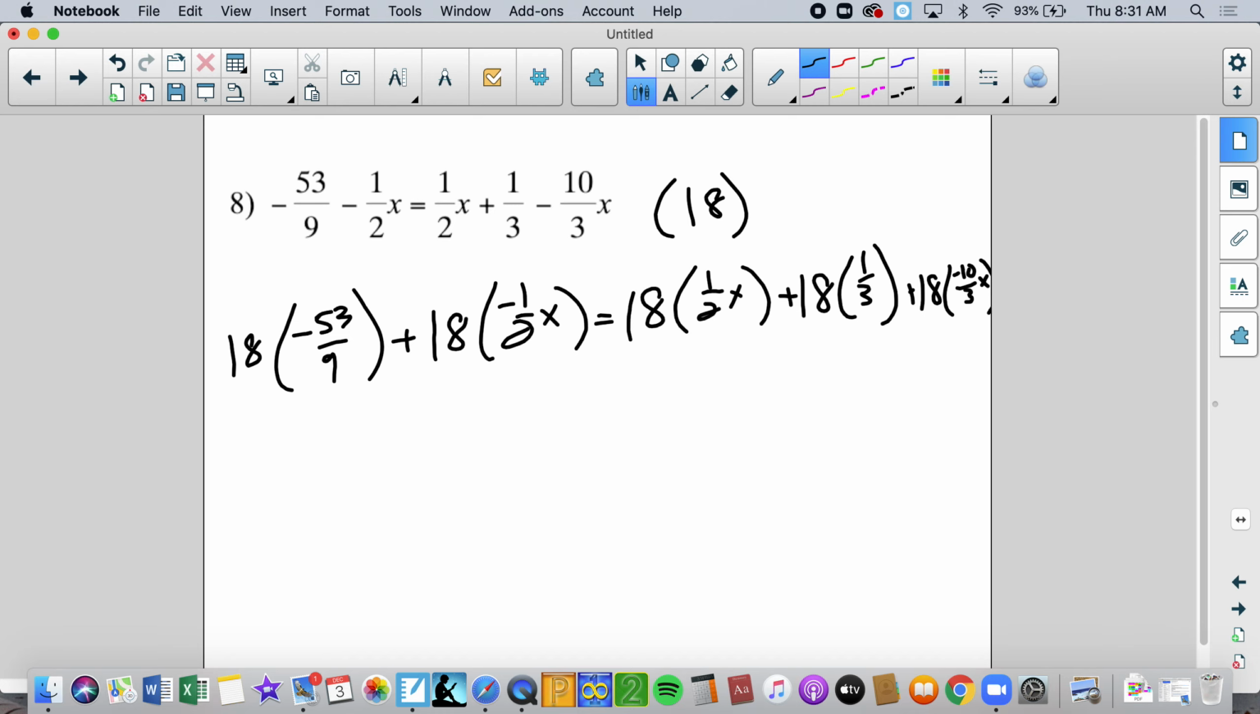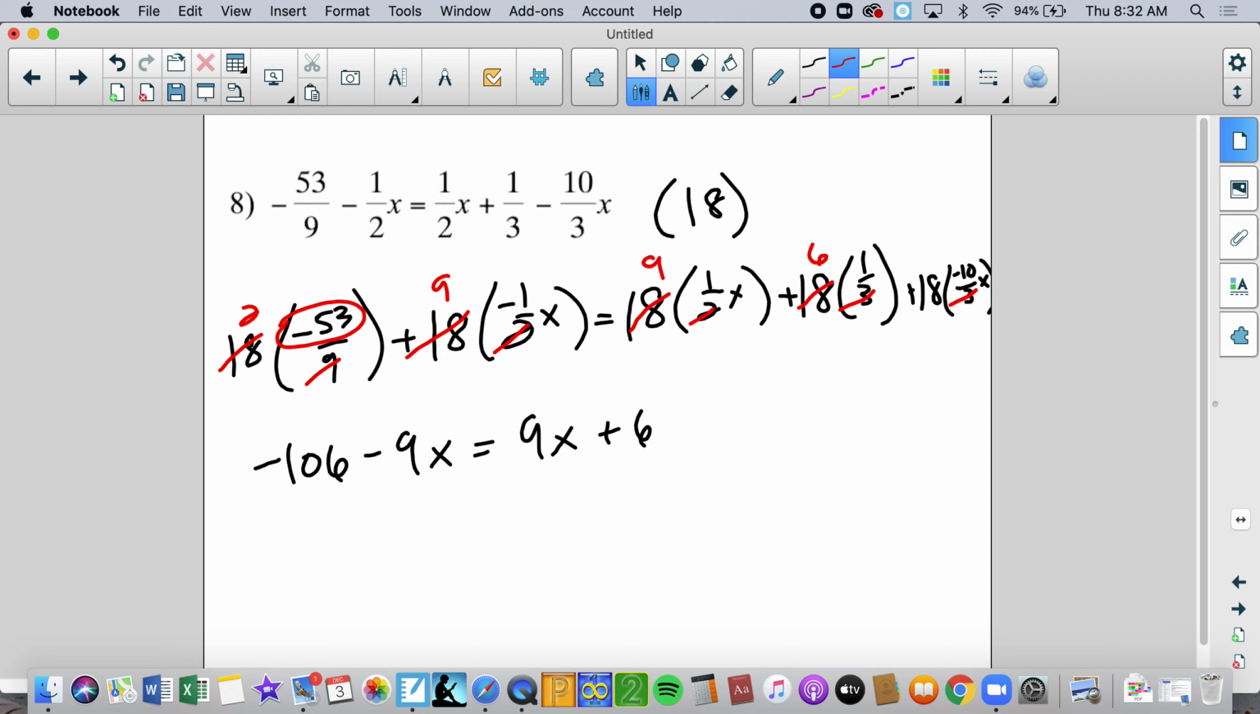Ran out of space. All right, cross canceling. Denominator cancels with the numerator 2 times. 2 times negative 53 gives me negative 106. 2 in the denominator cancels with 18 to make 9. 9 times negative 1x is negative 9x equals 2 cancels with 18, 9. 9 times 1x is 9x. 3 goes into 18 6 times, leaves me with 6 times 1. 6 times negative 10x is negative 60x.